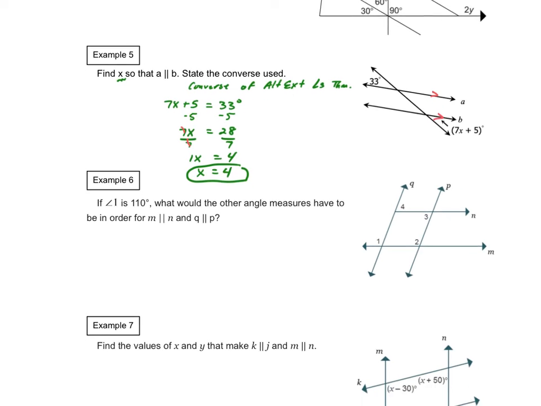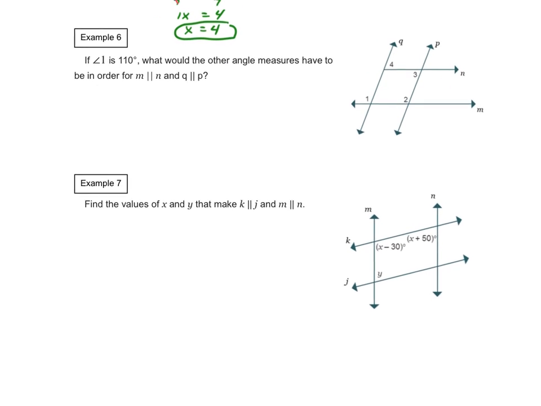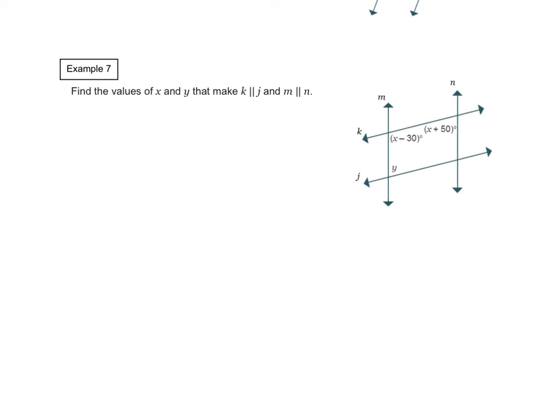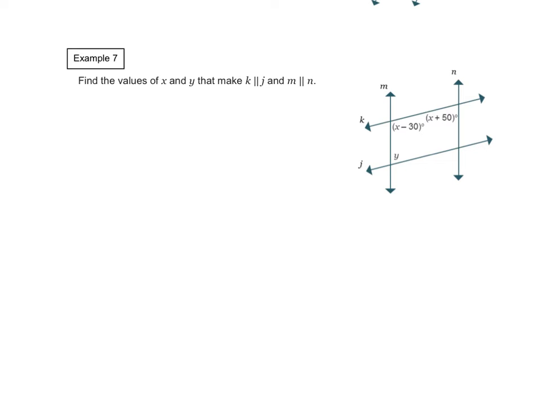Now moving around a little bit, I'm going to jump down here to example number 7. It wants us to find the values of x and y that make j and k parallel, and then m and n parallel. In doing so, I have to look at the reference to these angles, right? What do we have going on here? Well, if I'm looking at j and k here, I'm using variables x and y, which we can't solve for at the same time. So I need to look at this x value.